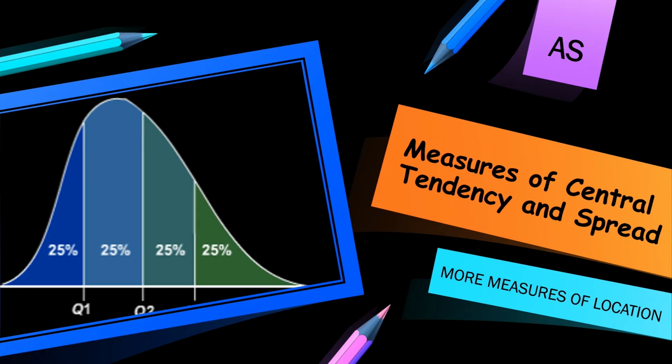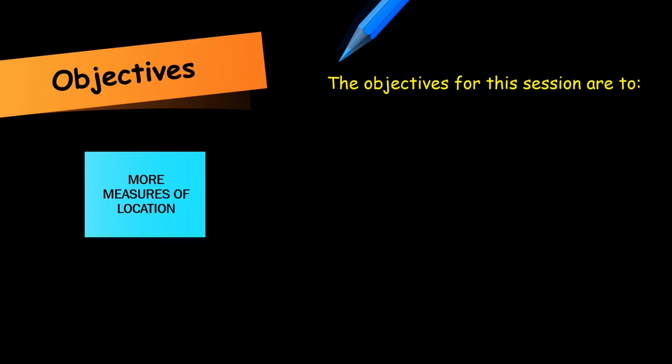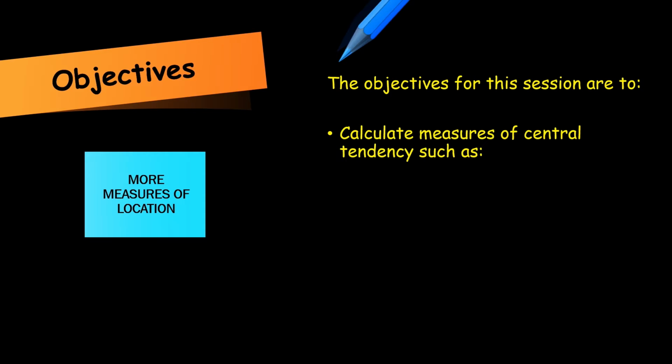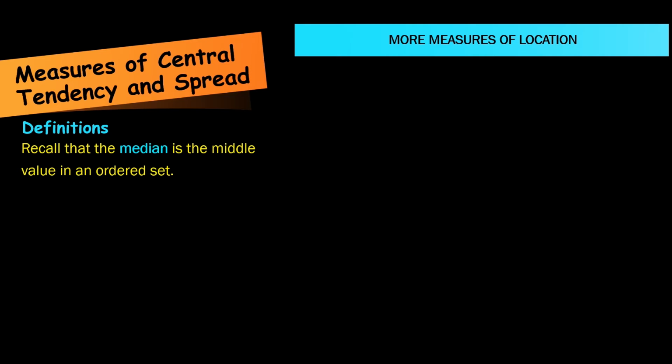Welcome to the session on measures of central tendency and spread, more measures of location. The objectives for this session are to calculate measures of central tendency, such as percentiles and quartiles. Recall that the median is the middle value in an ordered data set.